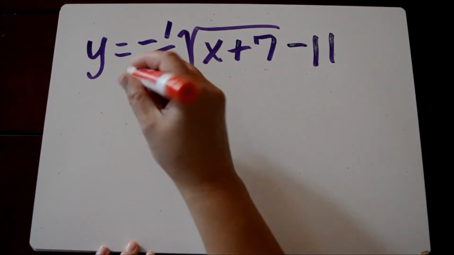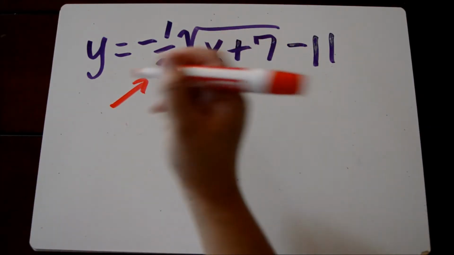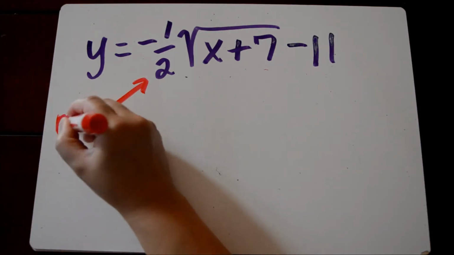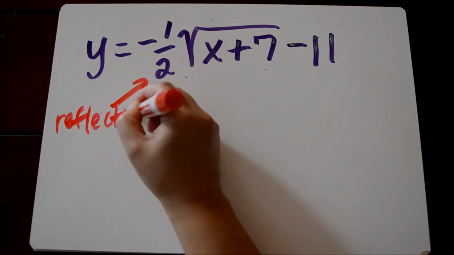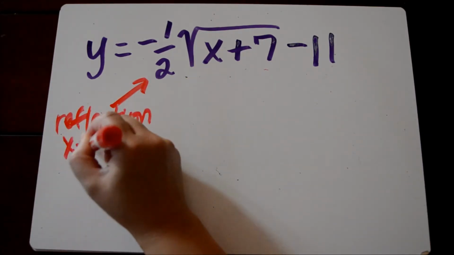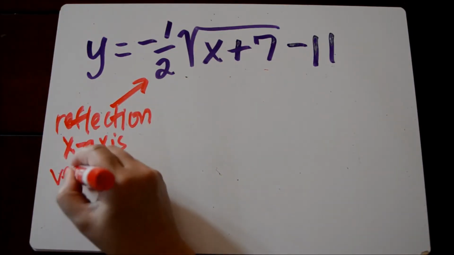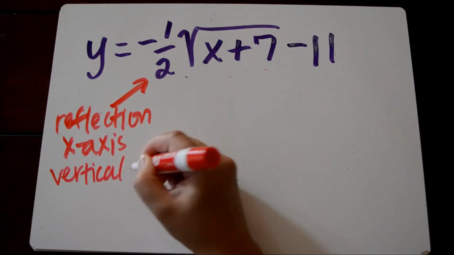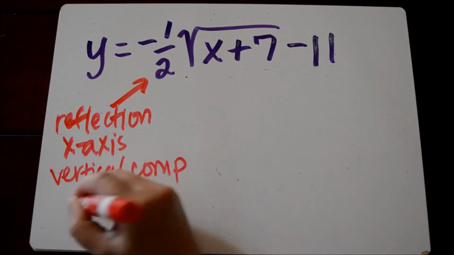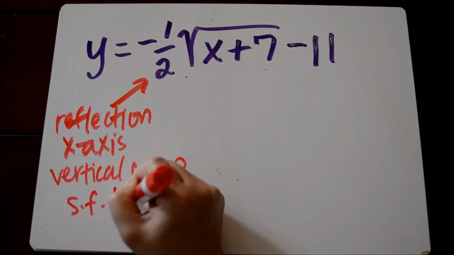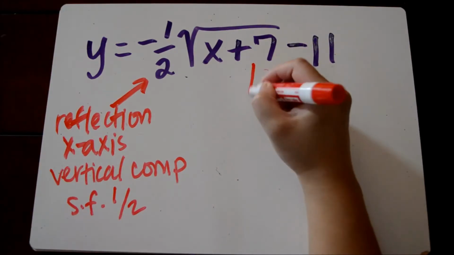This a value is negative 1/2. That negative tells us that our graph is reflected across the x-axis. 1/2 tells us that our graph is vertically compressed by a scale factor of 1/2. So it's going to look a little flat.